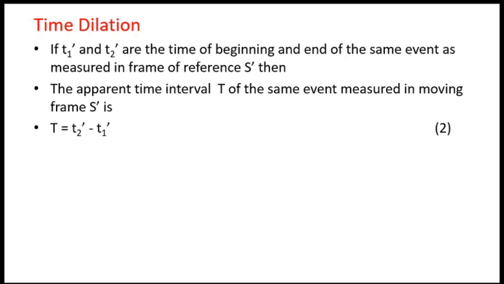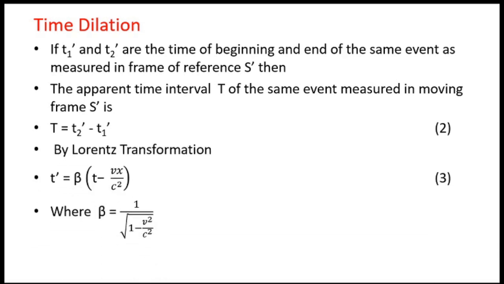This is our equation 2. But we know that by Lorentz transformation, the time interval t' in a moving frame is given by t' is equal to beta times (t minus vx divided by c square), where beta is equal to 1 upon under root of 1 minus v square upon c square. Now here this x denotes the x coordinate of the point where the event has taken place.